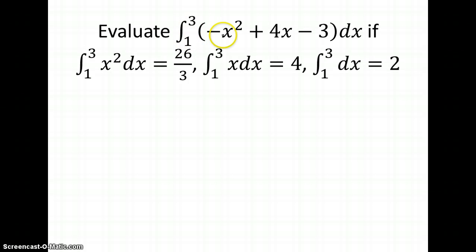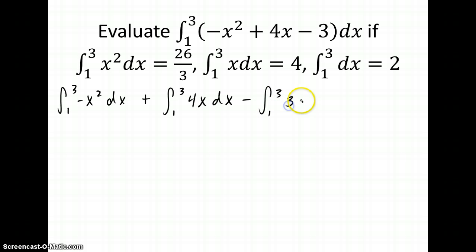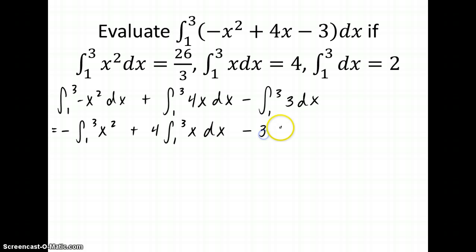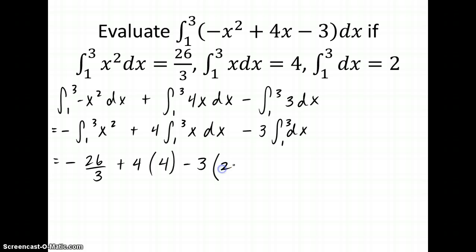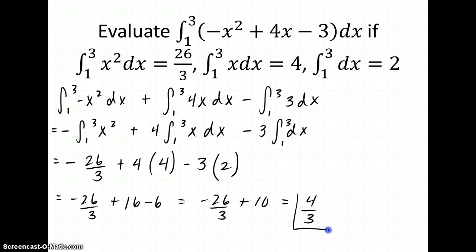Okay, so evaluate the integral from 1 to 3 of this quadratic, and we're given these 3 pieces of information. So I'm going to split the integral up. I have 3 terms in the integrand, so I'm going to break it into 3 integrals. Now using the properties, -1 is really just a coefficient. 4 is a coefficient to the x. And then I can bring the 3 out front as well. The integral from 1 to 3 of x squared is given as 26/3. The integral from 1 to 3 of x is given as 4. And the integral from 1 to 3 of dx is given as 2. Plus 16 minus 6. So 4/3 would be the final answer.